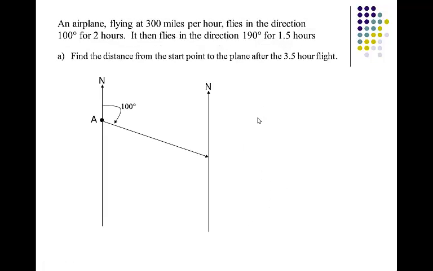So let's get an example out of the way. An airplane flying at 300 miles per hour flies in the direction of 100 degrees for 2 hours. Then it flies in the direction of 190 degrees for an hour and a half. Find the distance from the start point to the plane after the 3.5 hour flight.